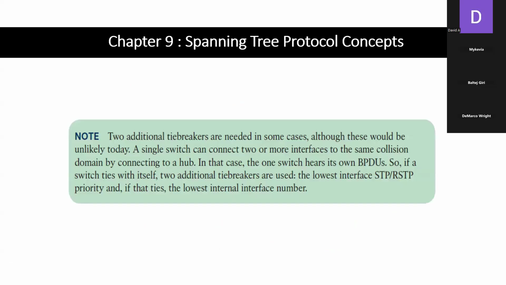One other thing we do need to talk about is that two additional tiebreakers are needed in some cases, although these would be unlikely. A single switch can connect to two or more interfaces on the same collision domain by connecting to a hub. In that case, this one switch hears its own BPDUs. So if a switch ties with itself, two additional tiebreakers are used: the lowest interface spanning tree priority, and if that ties, the lowest internal interface number.